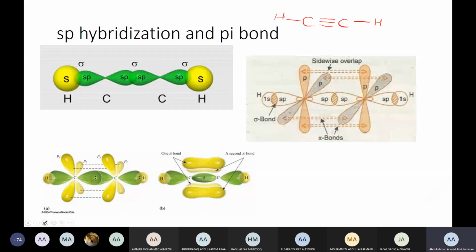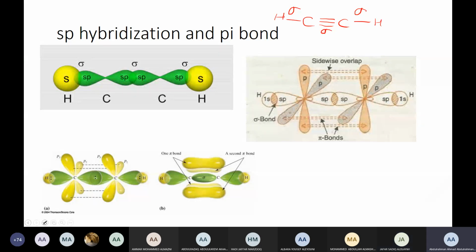Good. Now let me ask you many questions. First, what type of bond between C and H? Single bond, which is called what? Sigma. What type of bond between the other C and the other H? Sigma. Sigma. What type of bond between carbon and carbon? There is 2 sigma and 1 pi. No, wrong. 1 sigma and 2 pi. Yes.